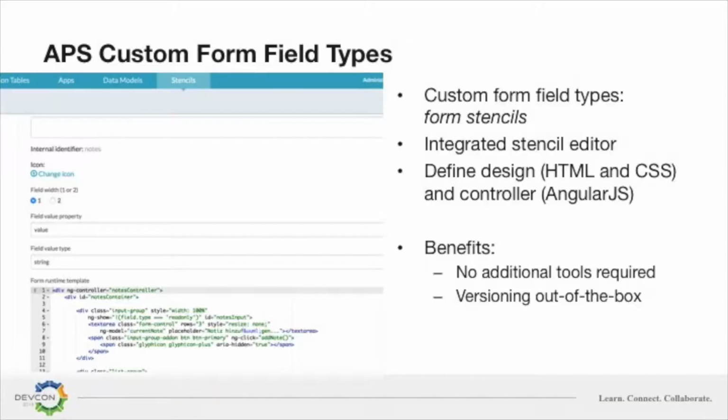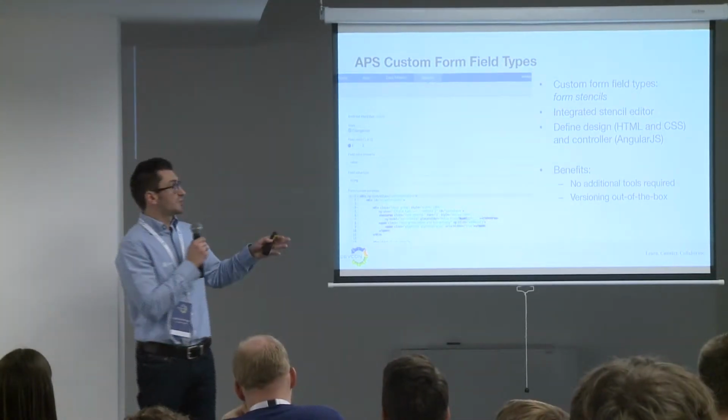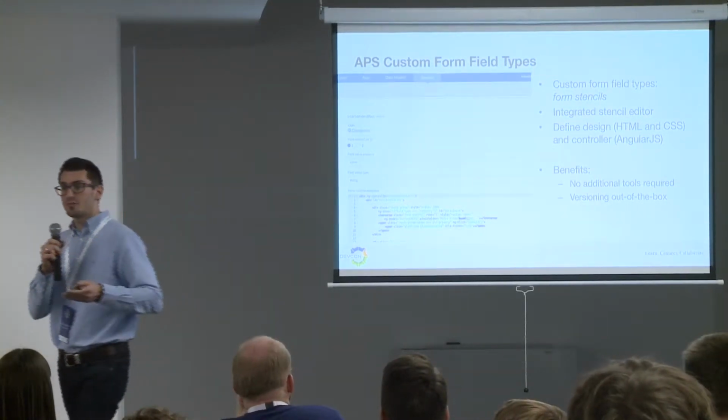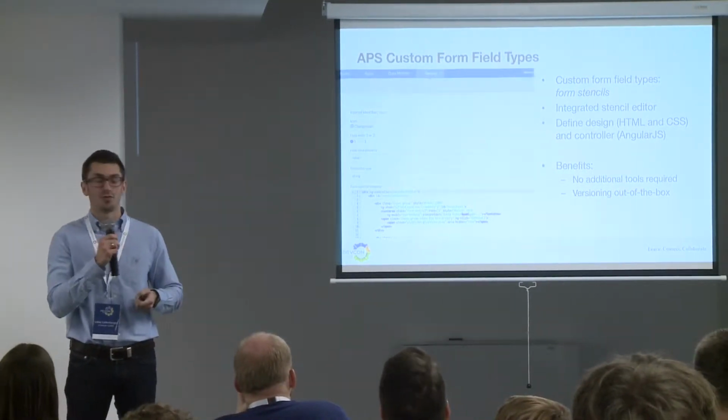And APS comes with a lot of predefined form fields for different purposes. However, sometimes you have a business requirement where none of these predefined form fields meet your requirements. For this, APS provides a feature where you can create and develop custom form stencils using a so-called stencil editor, which is integrated into the APS platform. The integrated stencil editor allows you, for instance, to define the design, the look and feel of the form field, and also the logic, the controller part, for your form fields.